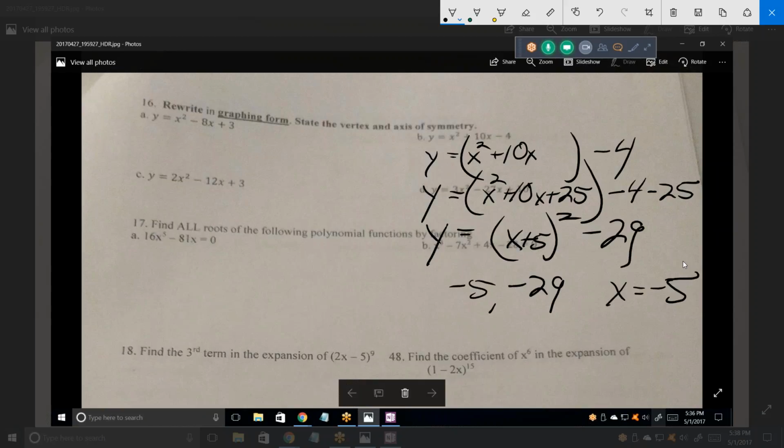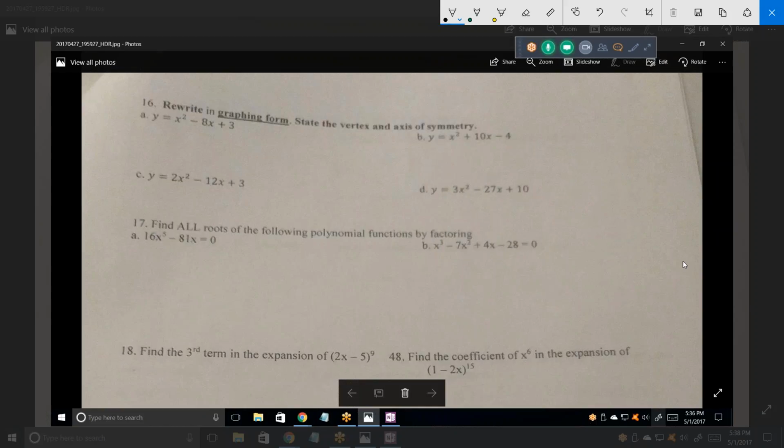Okay. Now, some of these are a little harder. In both of the ones we've done, the x squared term had a coefficient of 1. And that always makes it a little easier. When the coefficient is not 1, the first thing you have to do is factor it out. So give me the next line here on C.